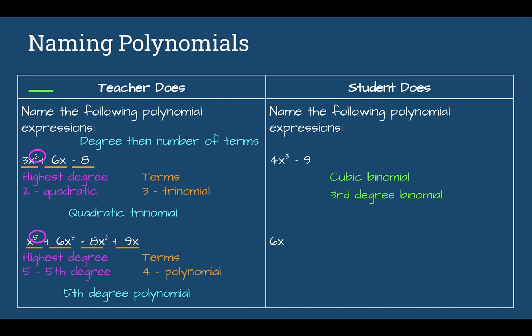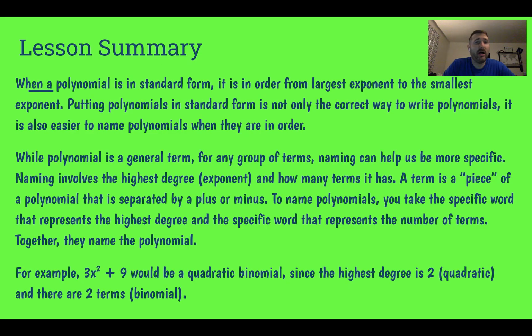The second one is a linear monomial. So just that x, or exponent of 1, is linear, and there's only 1 term there, so it's a monomial. This is a linear monomial. In this lesson, we learned about naming polynomials and standard form. When a polynomial is in standard form, it's in order from the largest exponent to the smallest exponent. When you put them in standard form, it's not only the correct way to write polynomials, it's also easier later to name them correctly when they're in order.